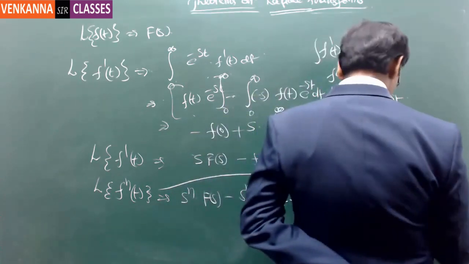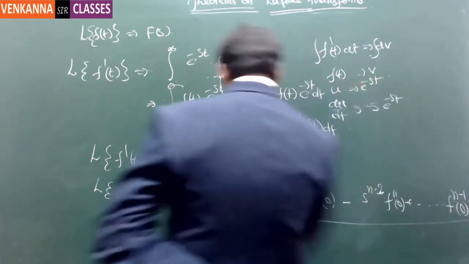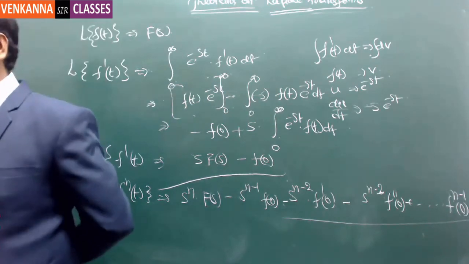So finally, the n minus 1 th derivative at 0. So this is how you are going to get it. Got it?